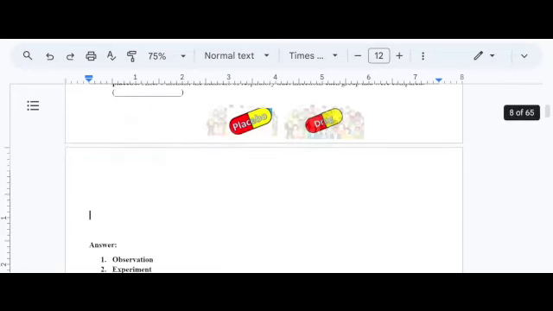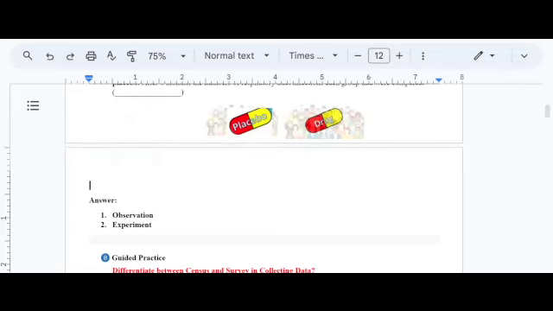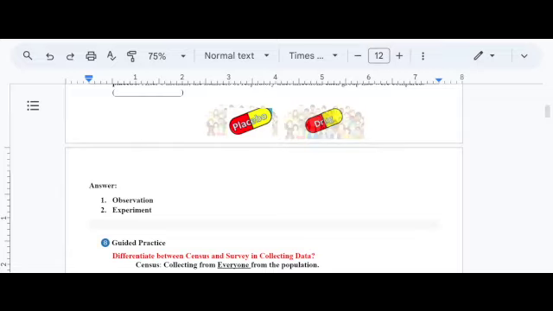All right, let's go to the next one. Yes, the drugs. Yes, both of them are called independent. Yes. Okay, because one group doesn't know that they are taking the drugs. Okay. Let's go to the next one.